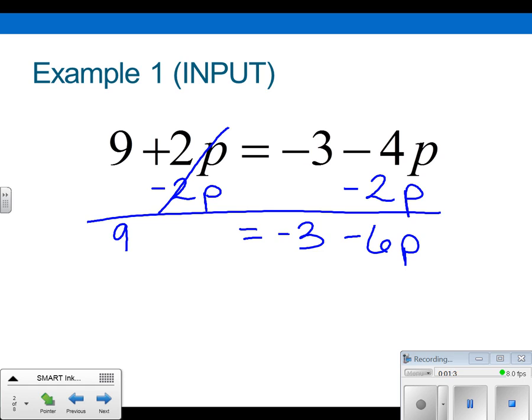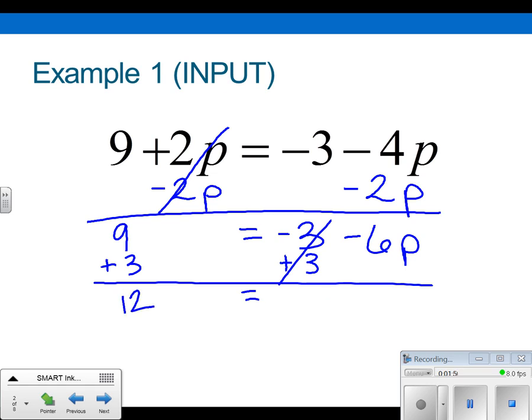Then I see that the p now is on one side. So that's really the first thing you want to do, is get the variables to one side. Now to get that p alone, I'm going to get rid of the negative 3. I'm going to add 3 to both sides. So I'm getting my constants to one side here. That's 0.